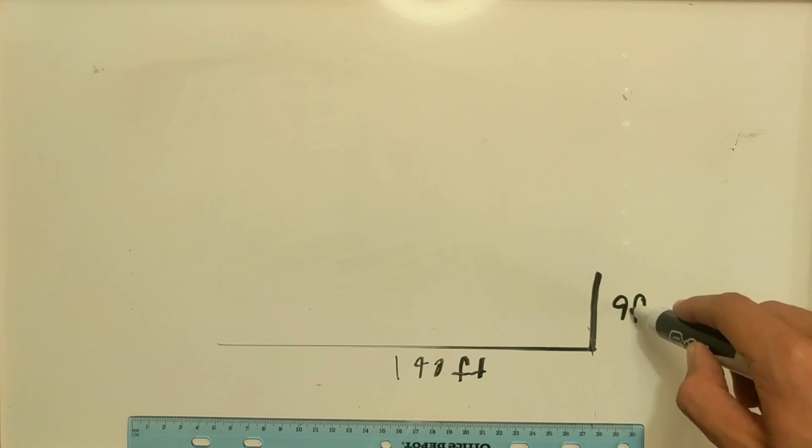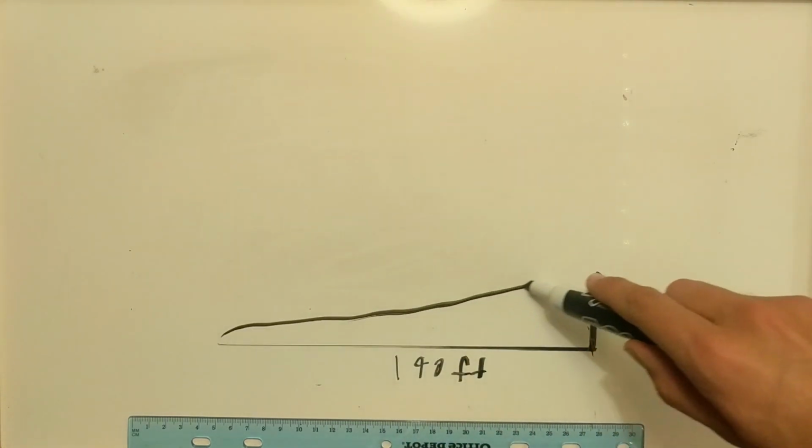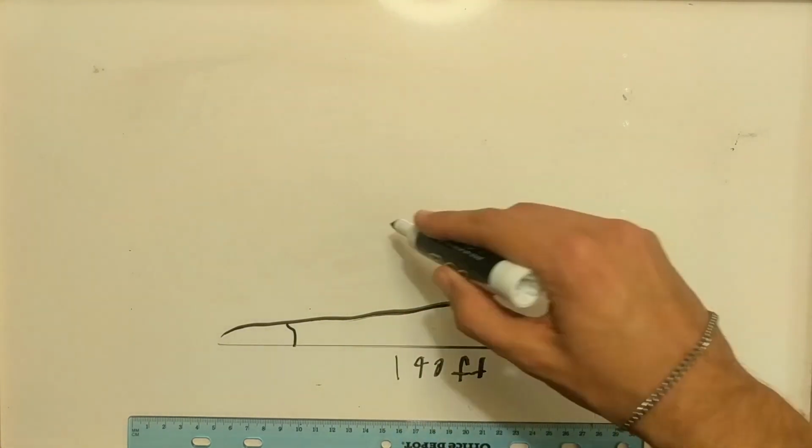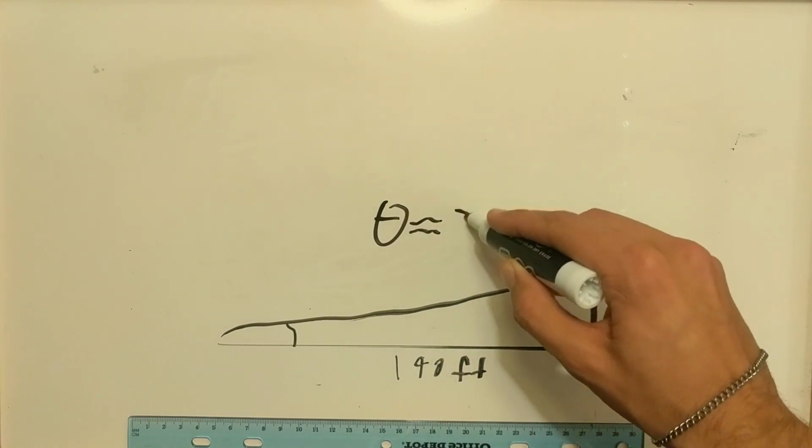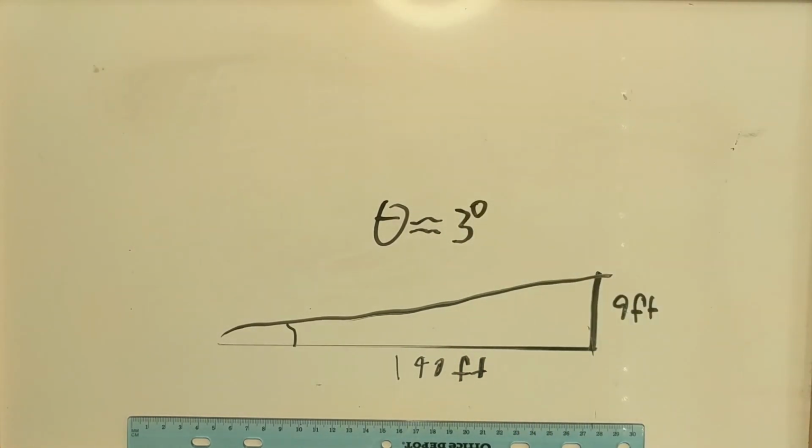Knowing that the platform was 190 feet long and had a 9-foot rise in elevation, we could find that the approximate slope was 3 degrees.